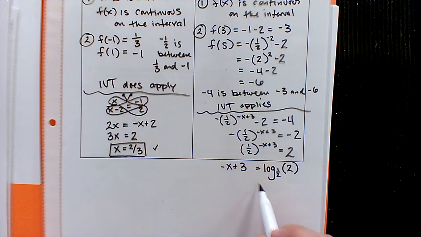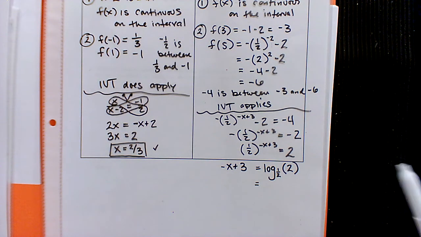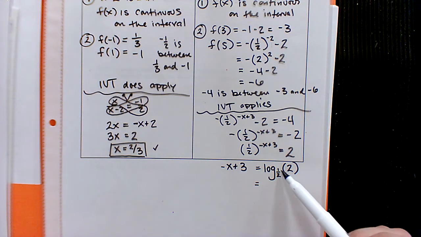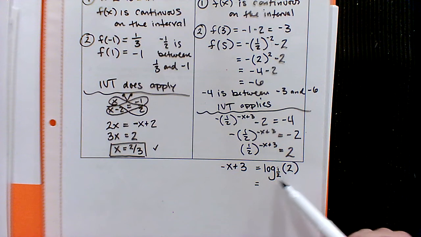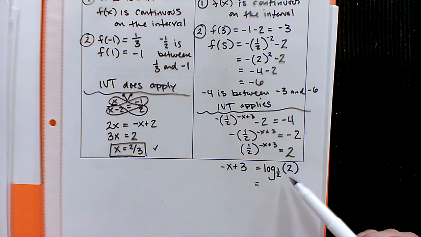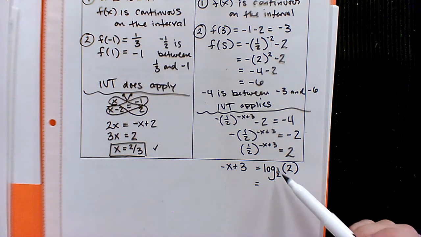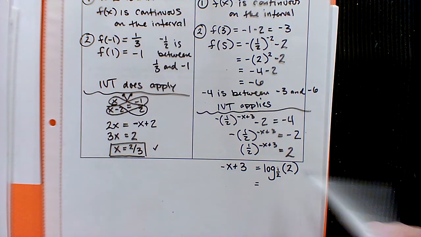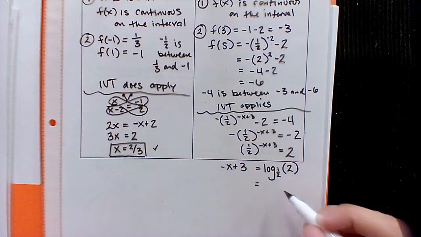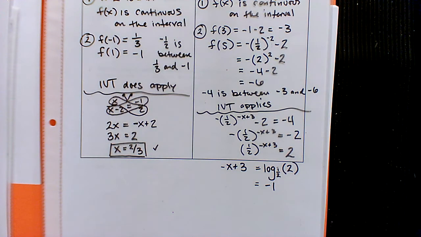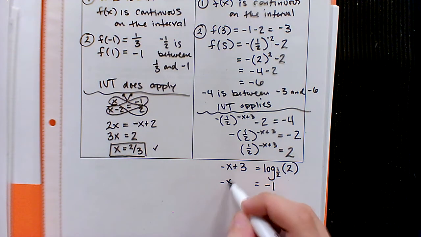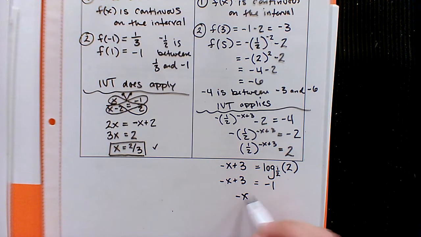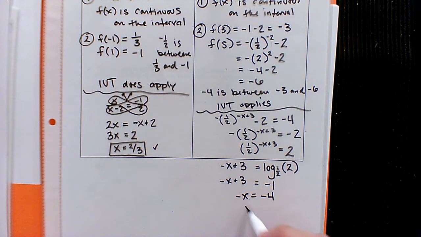Okay, let's see if we can think about this. Logs represent powers, okay, exponents. So what power do we have to raise 1/2 to get 2? It's a little tricky to think about. What power do you have to raise 1/2 to get 2? Yeah, negative 1. Okay? So this is now going to work out nice for us to solve for x. We can subtract the 3 over and then divide the negative.